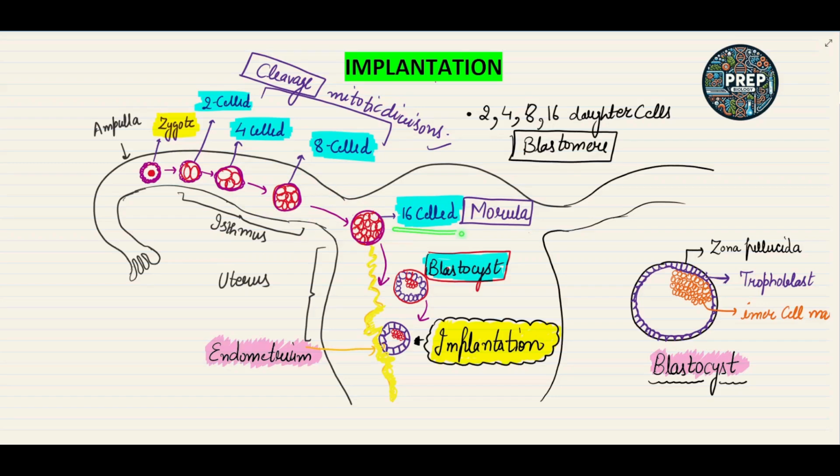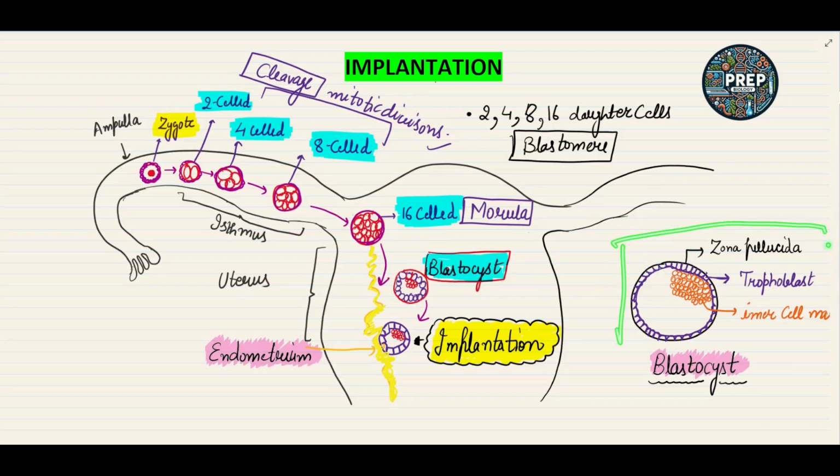Now after the 16 celled stage, the morula will transform into the structure that is called the blastocyst. This is very, very important. After the 16 celled stage, the morula transforms into the blastocyst structure. So let's study the structure of the blastocyst.